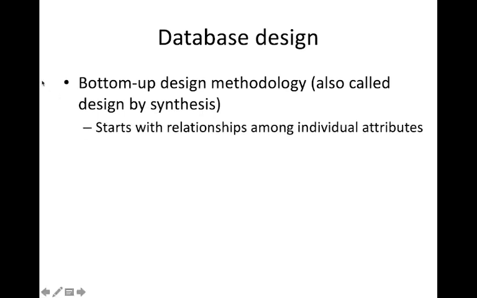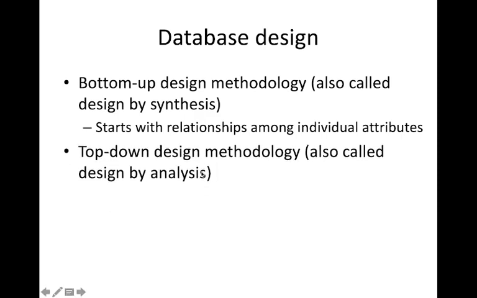In bottom-up design, we start with relationships among individual attributes. We know a set of relationships between some attributes, and we start from that and try to develop a good relation design. Then the second method is the top-down design methodology.